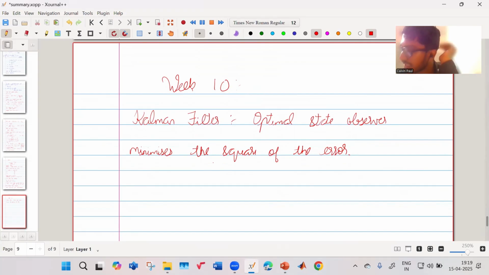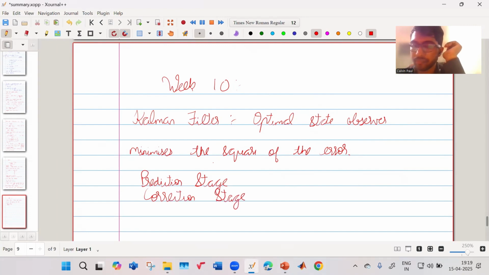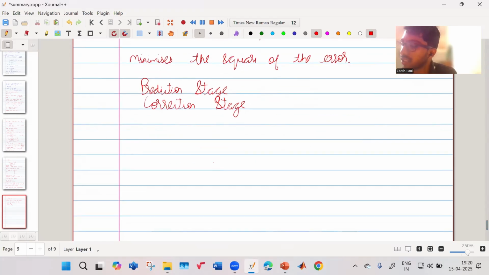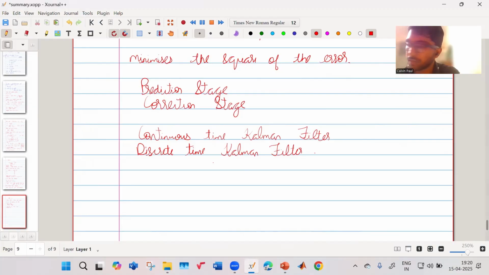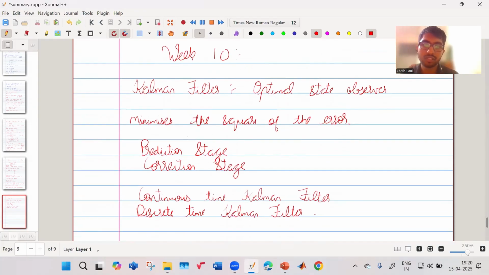It has two steps. One is the prediction stage, and then there is a correction stage. And there are two types of Kalman filters. One is the continuous time, and another is the discrete time Kalman filter. So these were studied for week 10.